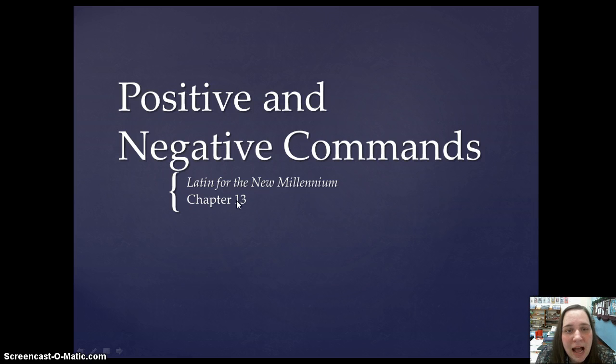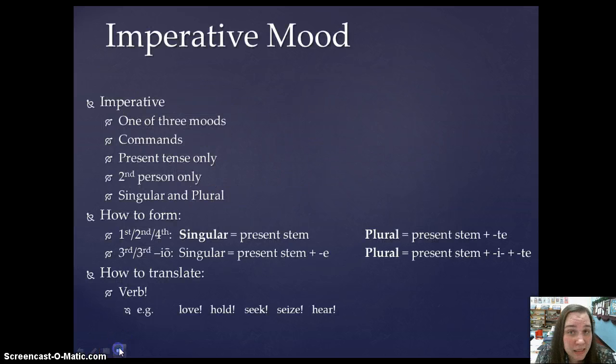And we're going to learn how to do both positive and negative commands. So if you want to give a command to somebody in Latin, I'm going to show you how to do it. Basically, this entails learning a new mood. The commands in Latin are expressed through using the imperative mood.